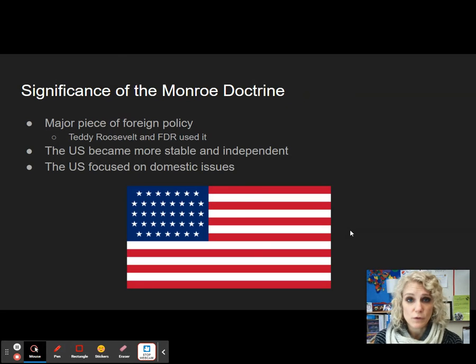It still is referred to, and it was definitely looked back on and used through World War I and World War II. Teddy Roosevelt and FDR used it to generate national support for isolationism. And also during World War I, and then again during World War II, that isolationism was celebrated and reinforced using the Monroe Doctrine.